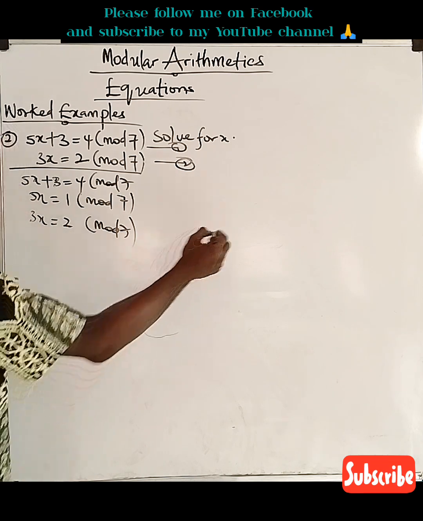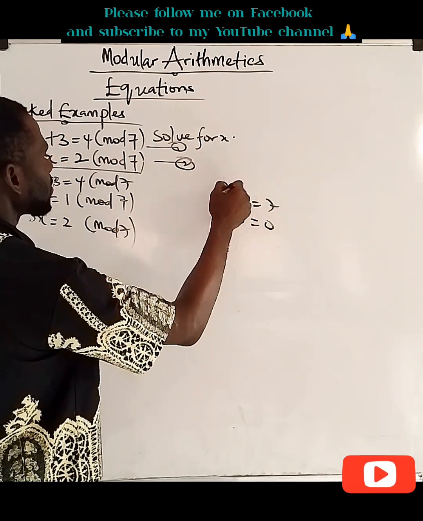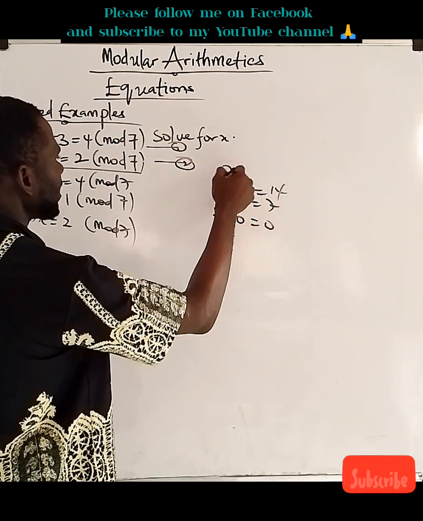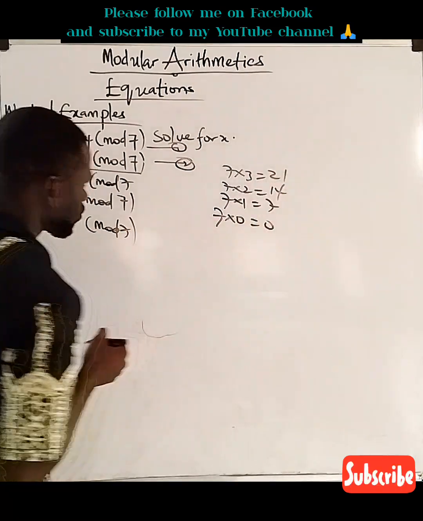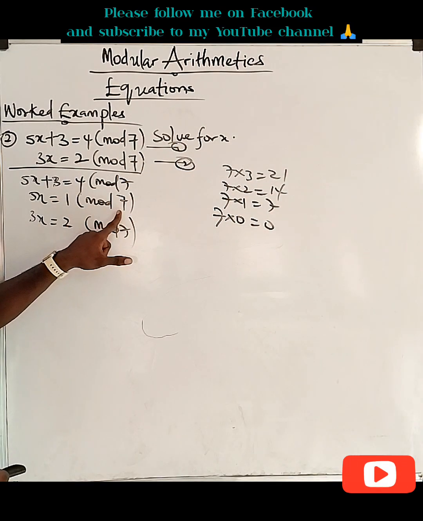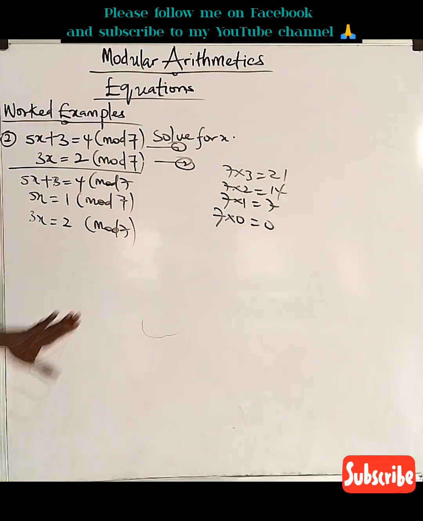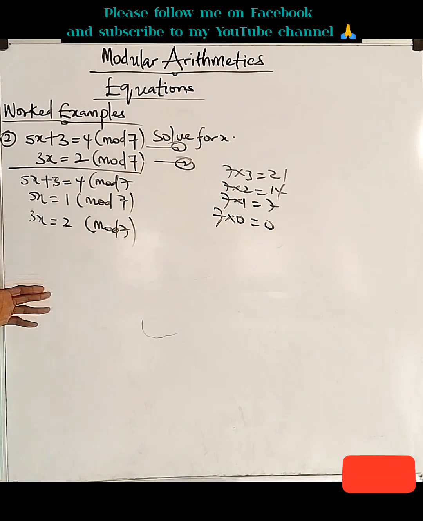So 7 times 0 is 0. 7 times 1 is 7. 7 times 2 is 14. 7 times 3 is 21, and so on and so forth. I could add more to that. Assuming this is modulo 8, then we're going to create another table getting the multiples of 8. But now we're talking about the same modulo. This is okay, now we know what we're about to do.